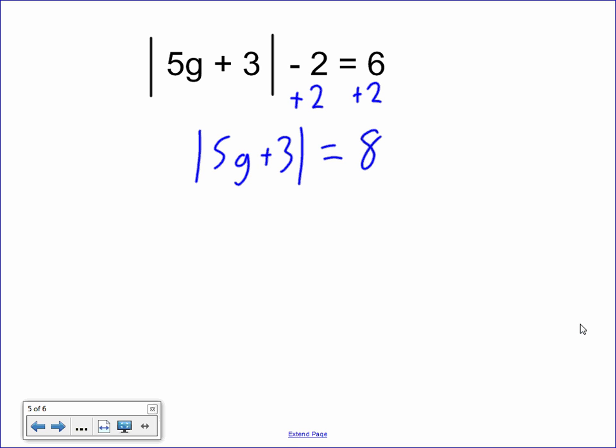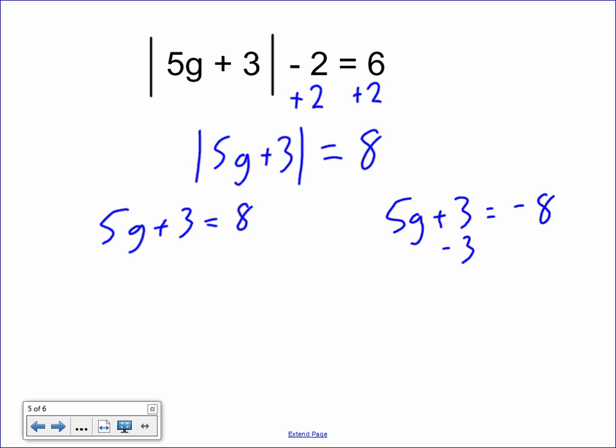Because I need 8, or negative 8, minus 2 to equal 6. So I need to make it this way. So it's 5g plus 3 equals 8, or 5g plus 3 equals negative 8. I need to do that in order to solve this. Negative 11, 5g equals negative 11, divide both sides by 5, g equals negative 11 fifths.